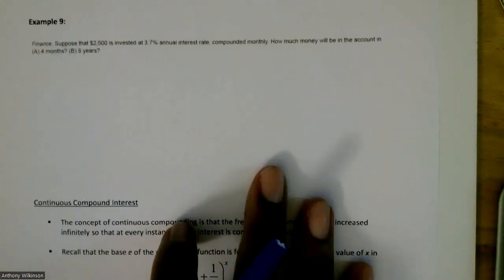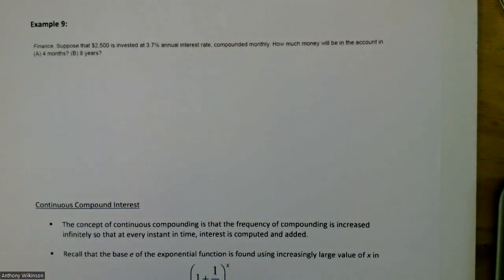All right, so in this example here, in finance, suppose that $2,500 is invested at 3.7% annual interest rate, compounded monthly. How much money will be in the account in A, 4 months, B, 8 years? Now, I need to warn you that time is usually going to be in years. So in part A, you're told 4 months.